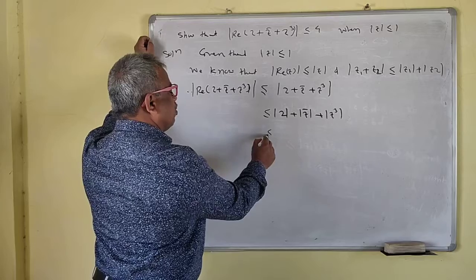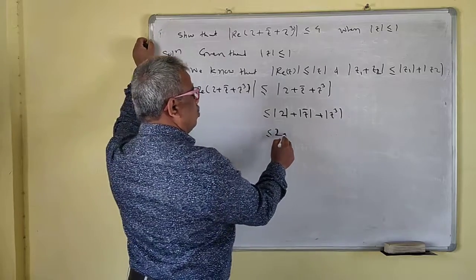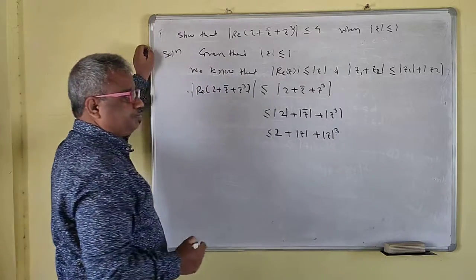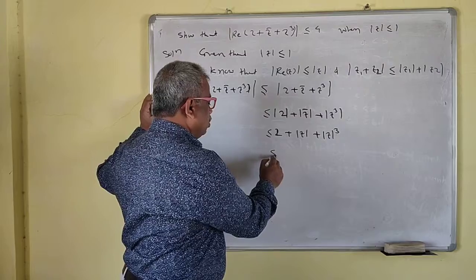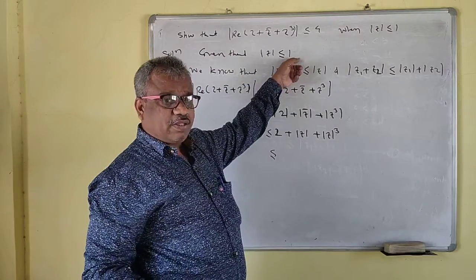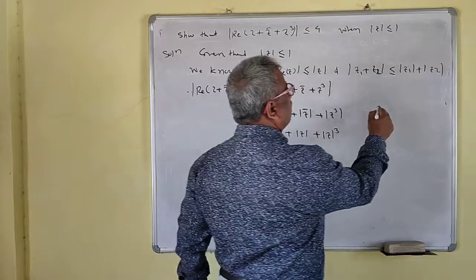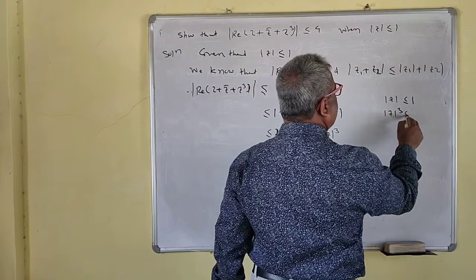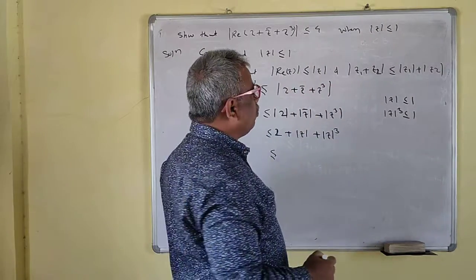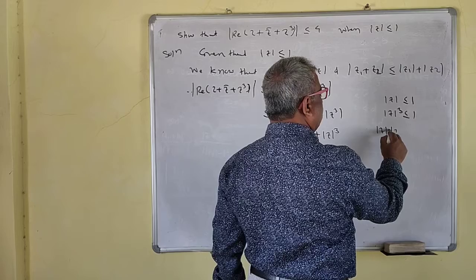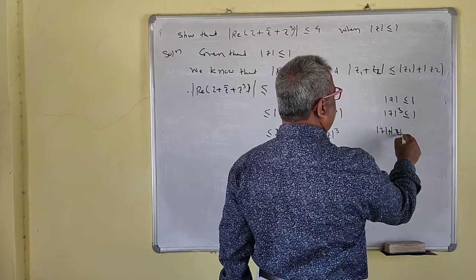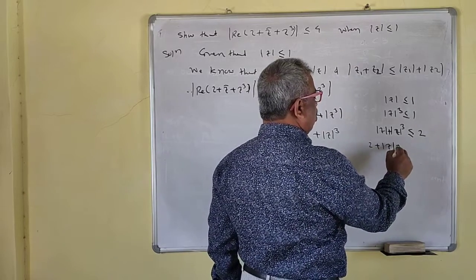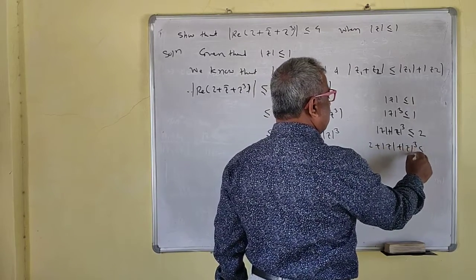So this is less than or equal to 2 plus mod z bar, which is the same as mod z, and mod of z cube. Now your mod z is less than or equal to 1. Therefore mod z cube is also less than or equal to 1. We can take the addition of these: mod of z plus mod of z cube is less than 2. And if you add 2 on both sides, what do you get? Mod of z plus mod of z cube plus 2 is less than 4.